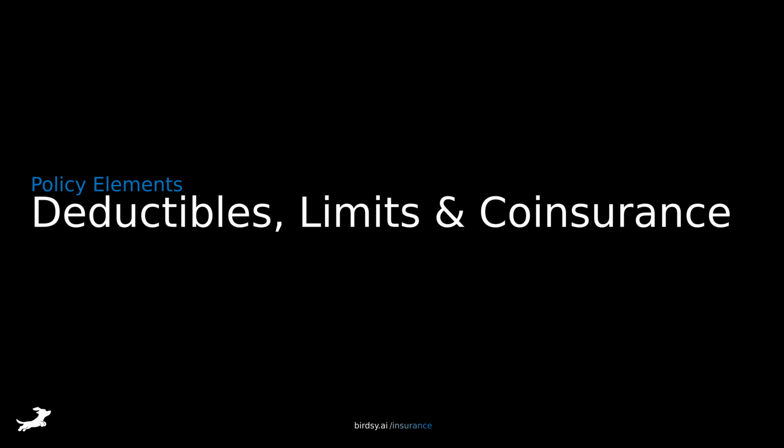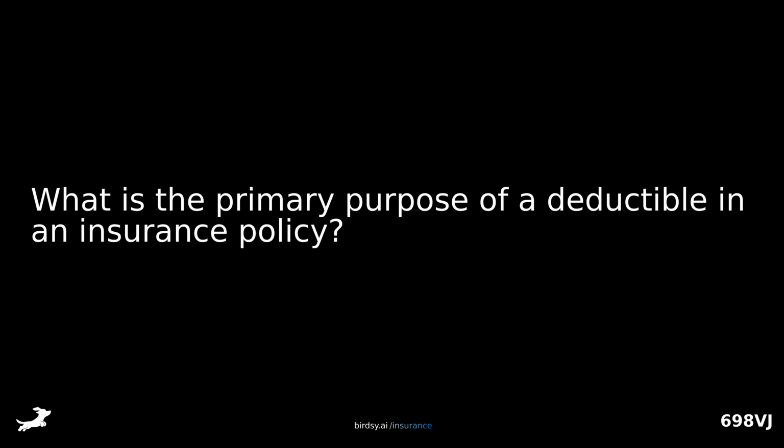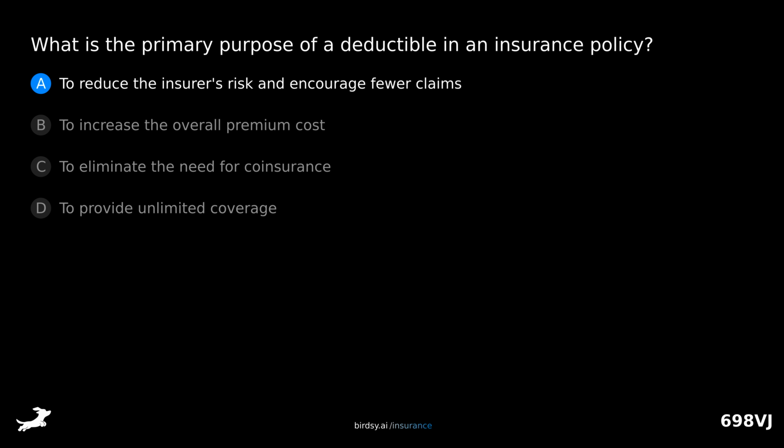Policy elements: deductibles, limits, and coinsurance. What is the primary purpose of a deductible in an insurance policy? Is it A, to reduce the insurer's risk and encourage fewer claims? B, to increase the overall premium cost. C, to eliminate the need for coinsurance. Or D, to provide unlimited coverage.